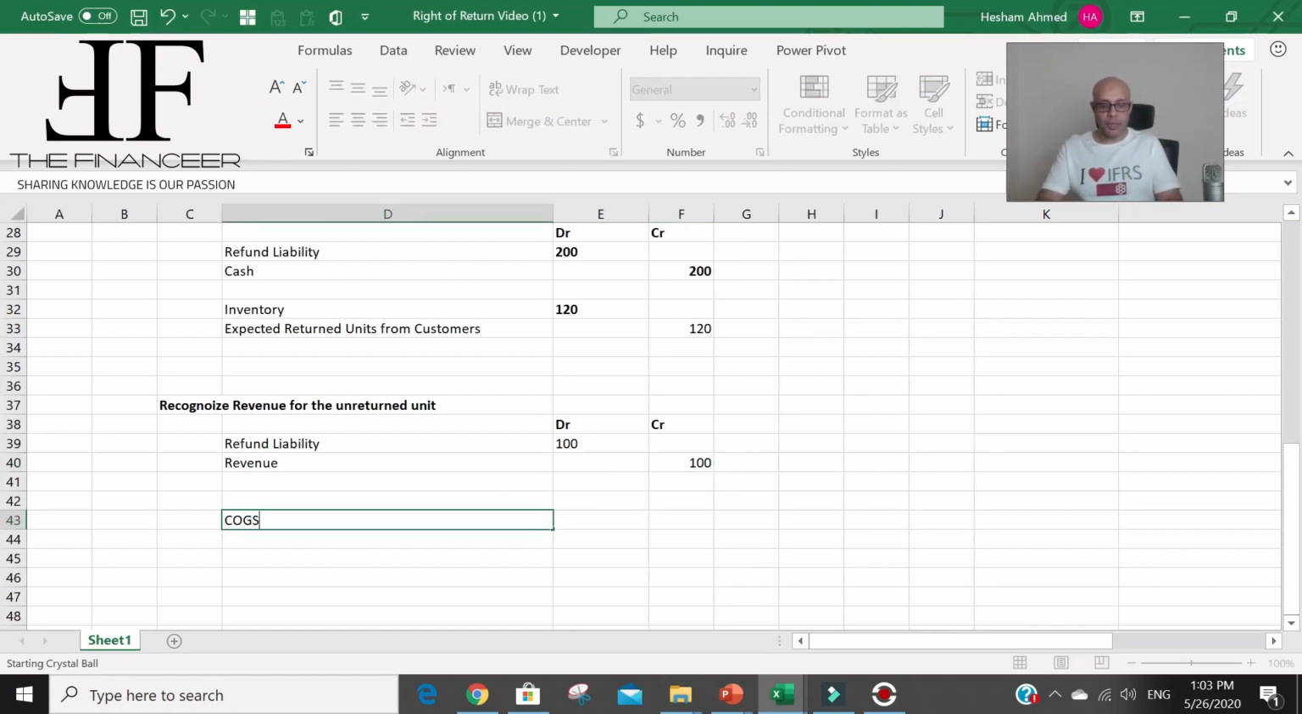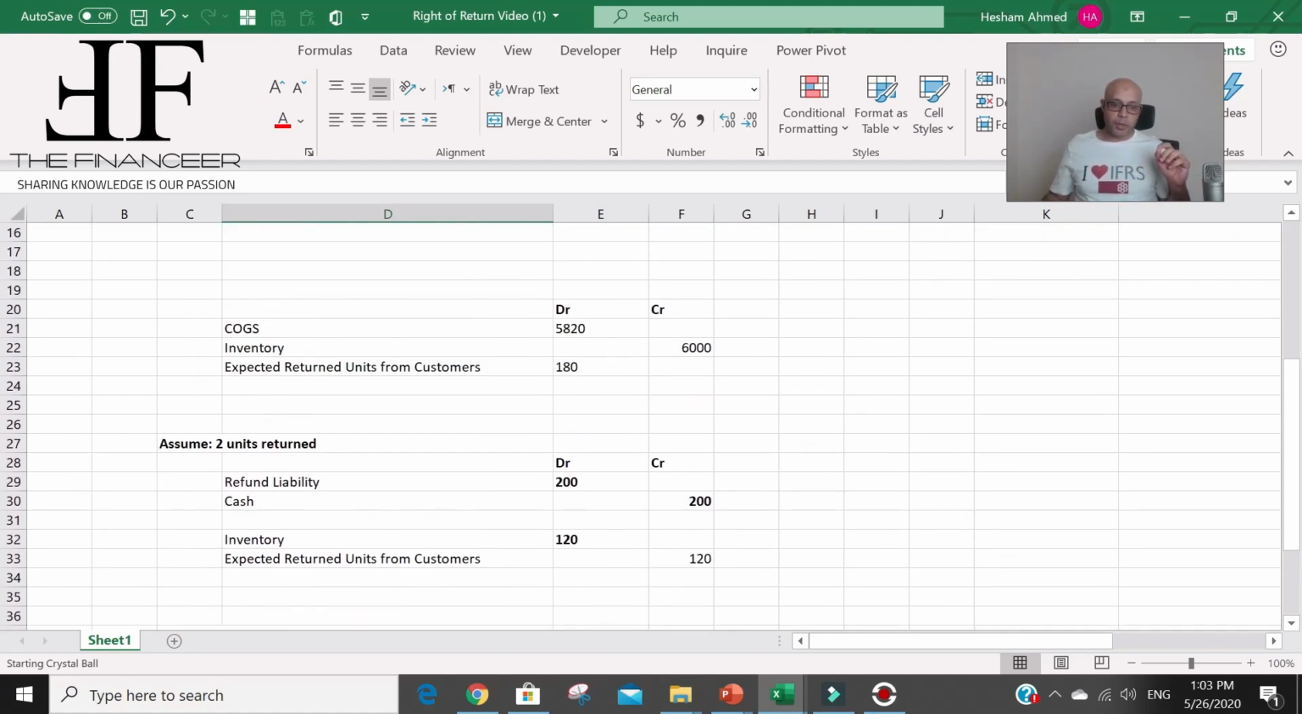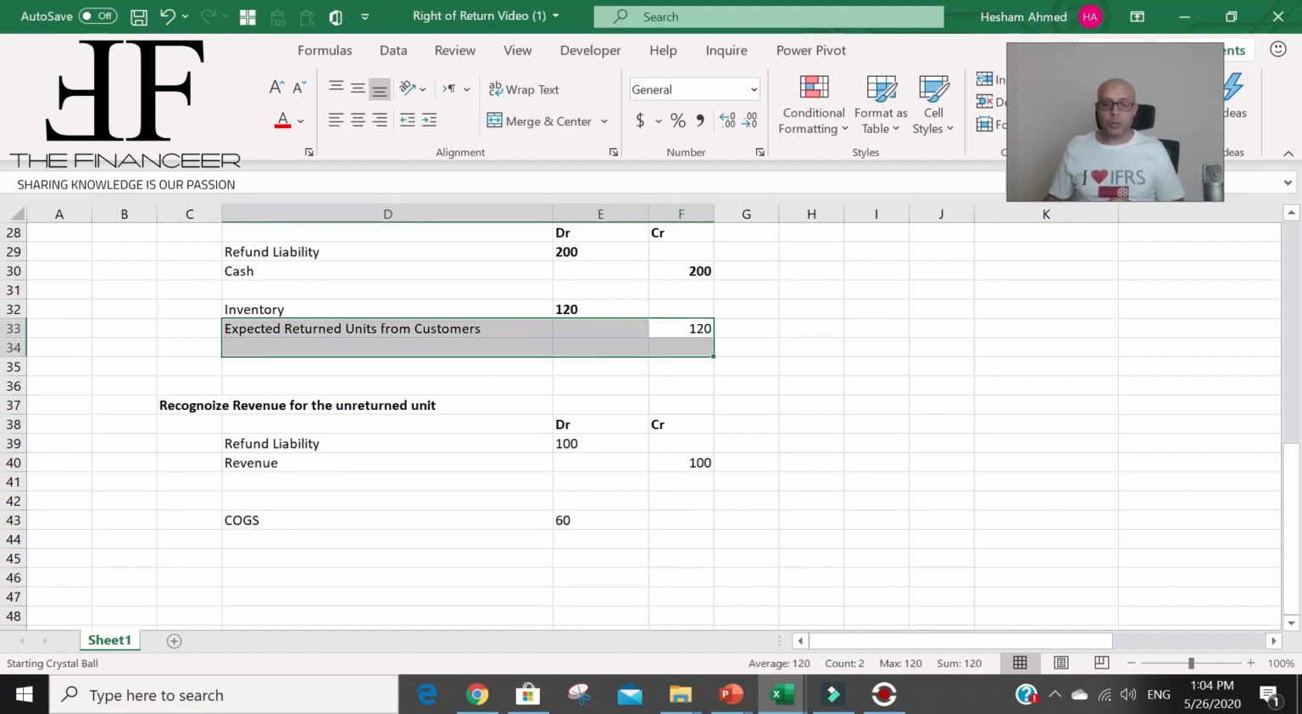So I'm going to say debit cost of goods sold. How much? It was 1 unit times the cost per unit, which is 60. So this is the cost of goods sold. Okay, now what will be in the credit side? Remember that initially we debited the expected returned units 180 for 3 units. Then we credited for 2 units, which is 120. So now in this account we have 1 unit for $60 as a cost, still in the debit.